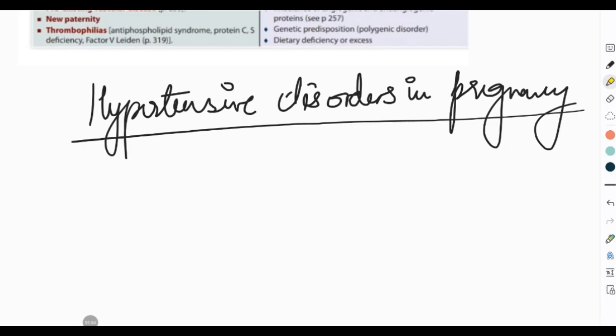Today we are going to discuss a very important topic which is hypertensive disorders of pregnancy. So let's begin. Firstly, what is the definition?